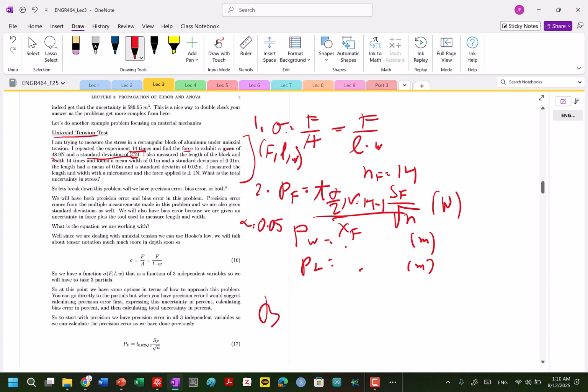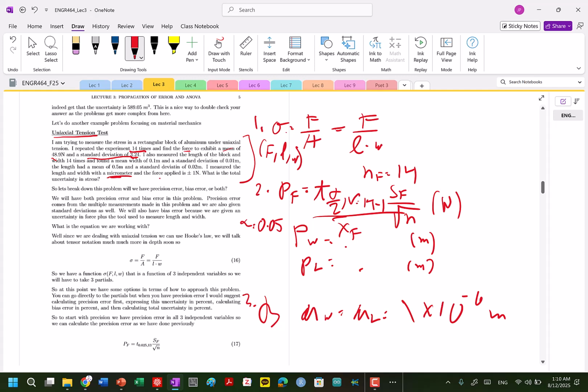What about the bias error? Do we have bias error, and where? Let's see what we're given. I measured the length and width with a micrometer. So I'm told what the tool was. So I can say that there's some uncertainty in the width, which is equal to the uncertainty of length, which is going to be equal to 1 times 10 to the minus 6, assuming my micrometer could read a micrometer.